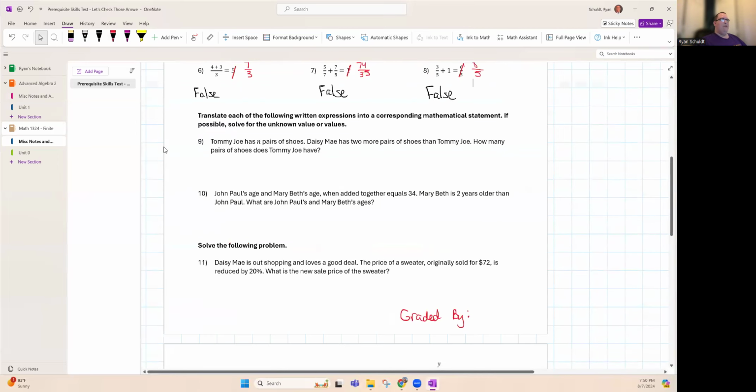Okay, number 9. After I read it, I'm like, dang, this is almost like a trick question. Tommy Joe has N pairs of shoes. Daisy May has 2 more pairs of shoes than Tommy Joe. How many pairs of shoes does Tommy Joe have? That should have said Daisy May, but as it's written, how many pairs of shoes does Tommy Joe have? He has N pairs. That's the first sentence.